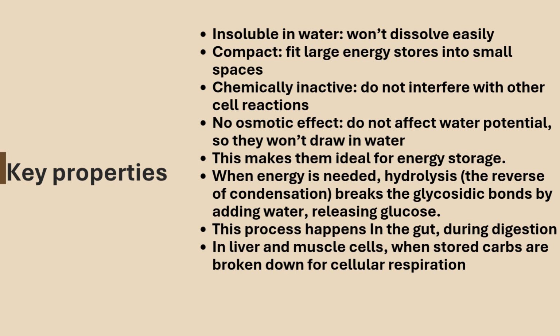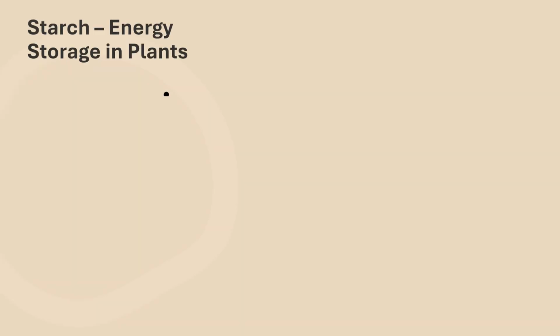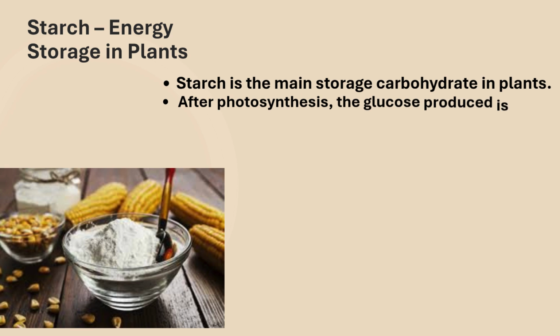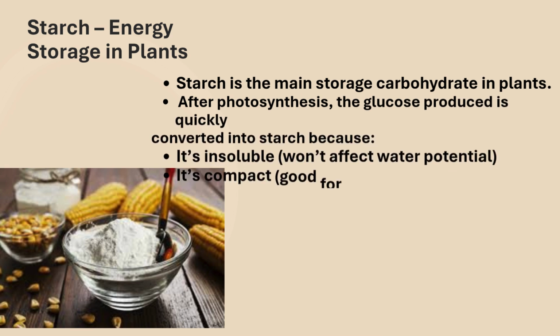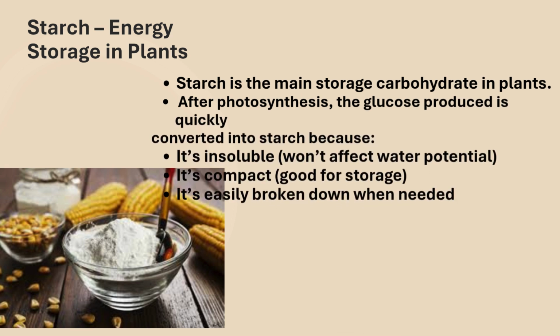When energy is needed, hydrolysis, the reverse of condensation, breaks the glycosidic bonds by adding water, releasing glucose. This process happens in the gut during digestion, and in liver and muscle cells, when stored carbs are broken down for cellular respiration. Starch, energy storage in plants. Starch is the main storage carbohydrate in plants. After photosynthesis, the glucose produced is quickly converted into starch because it's insoluble, won't affect water potential, it's compact, good for storage, and it's easily broken down when needed.